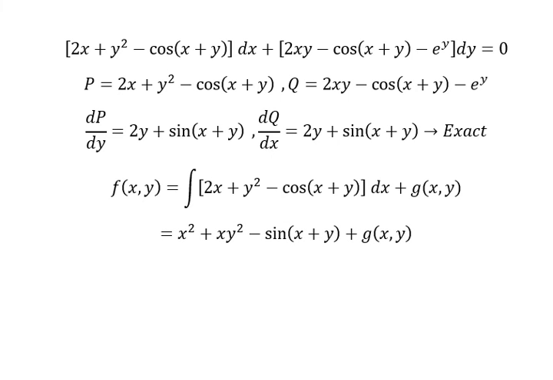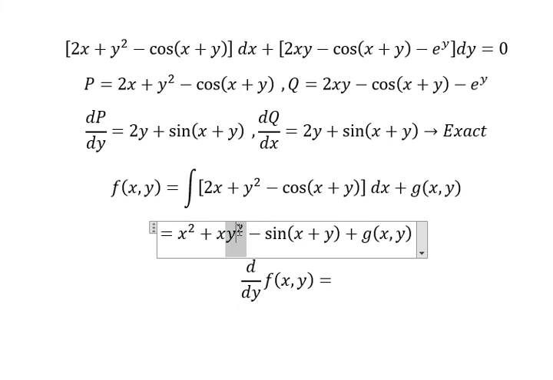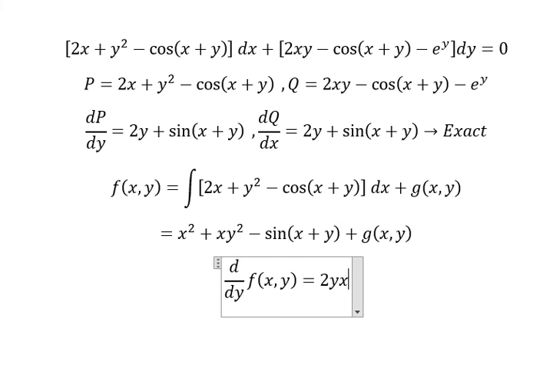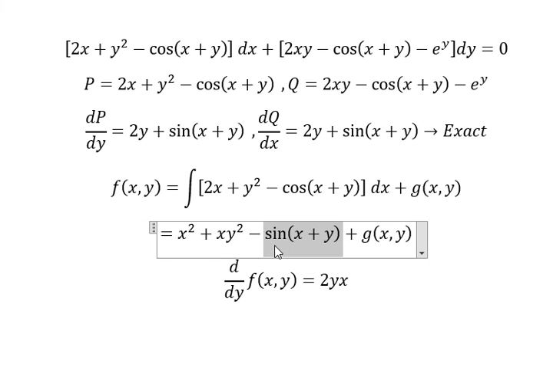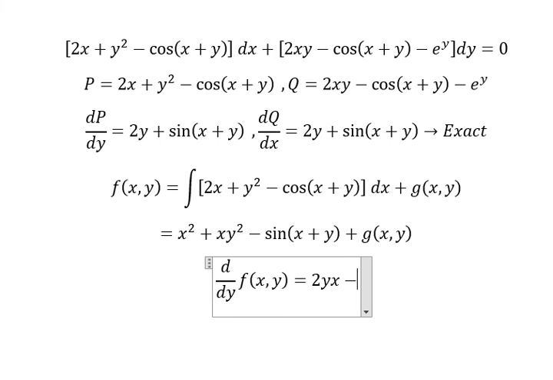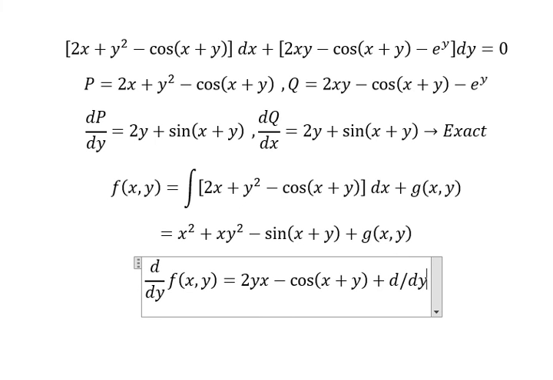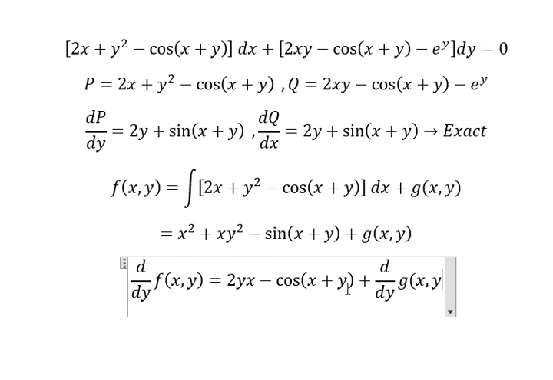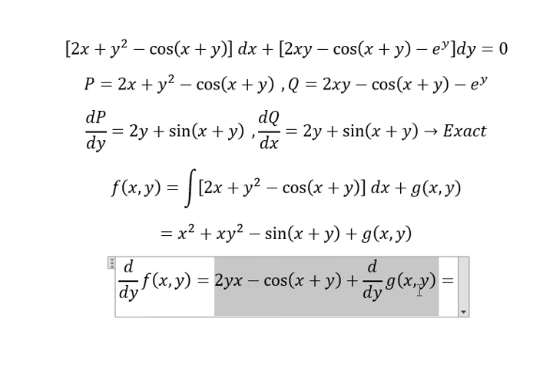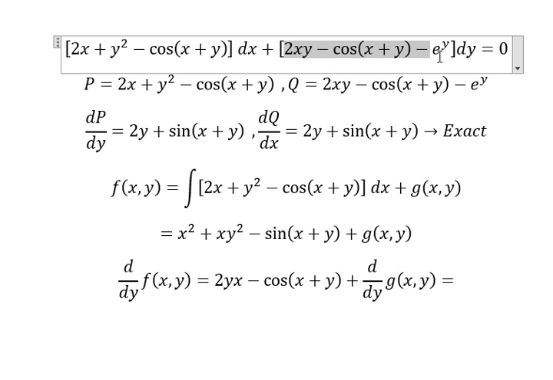Now, we need to first take the derivative of the function with respect to y for both sides. This one you get 0. This one you get y squared in here, and you get 2yx after we take the derivative of y squared. The derivative of sine xy, you get negative cosine x plus y. And we have d over dy of 3xy. And we know that everything in here equals to this one in here.